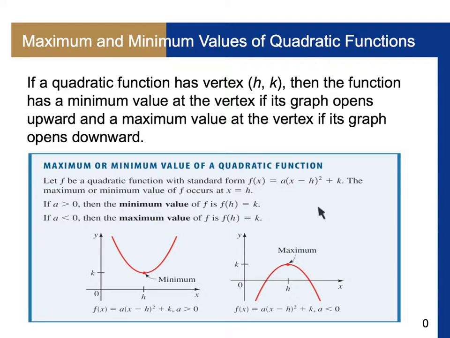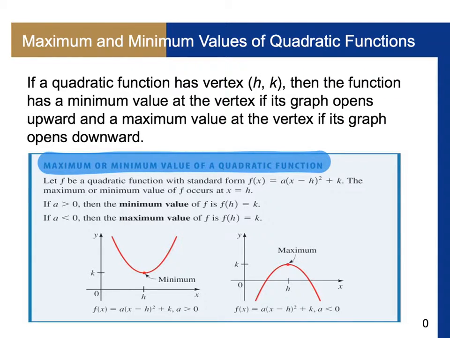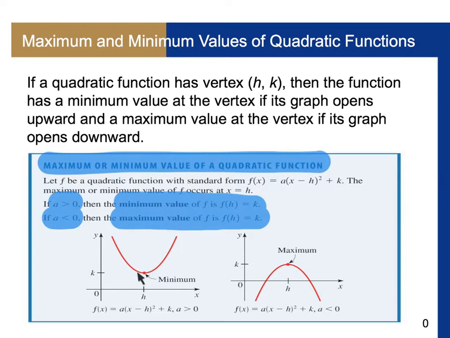Okay, to find the minimum or maximum value of a quadratic function is pretty easy. You just need to find the vertex. So if it opens up, the vertex is a minimum, and if it opens down, the vertex is a maximum. So if it opens up, a is greater than 0, the minimum value of f is k of the vertex, f of h equals k. And if it opens down, a is less than 0, then the maximum value is the vertex, or f of h equals k. Remember, h is the x of the vertex, and k is the y of the vertex.